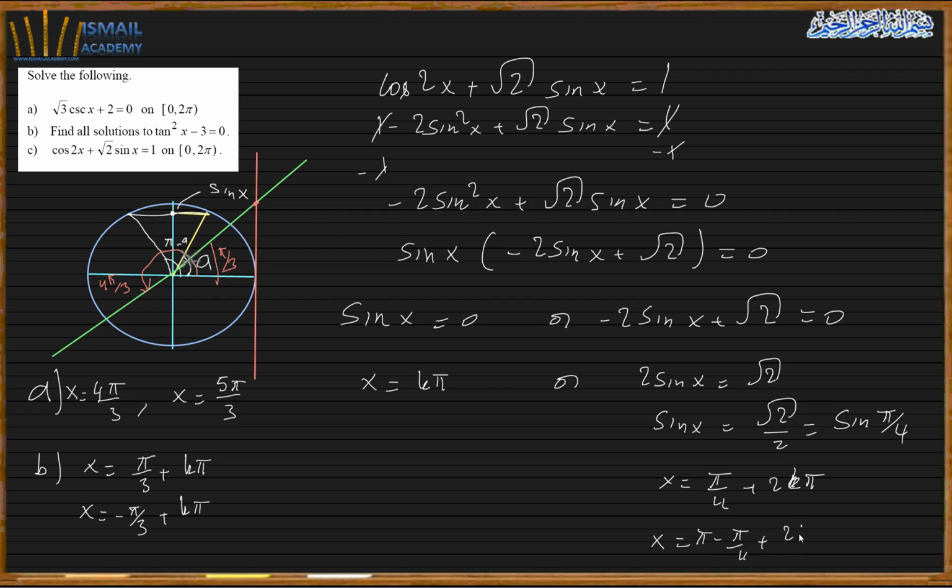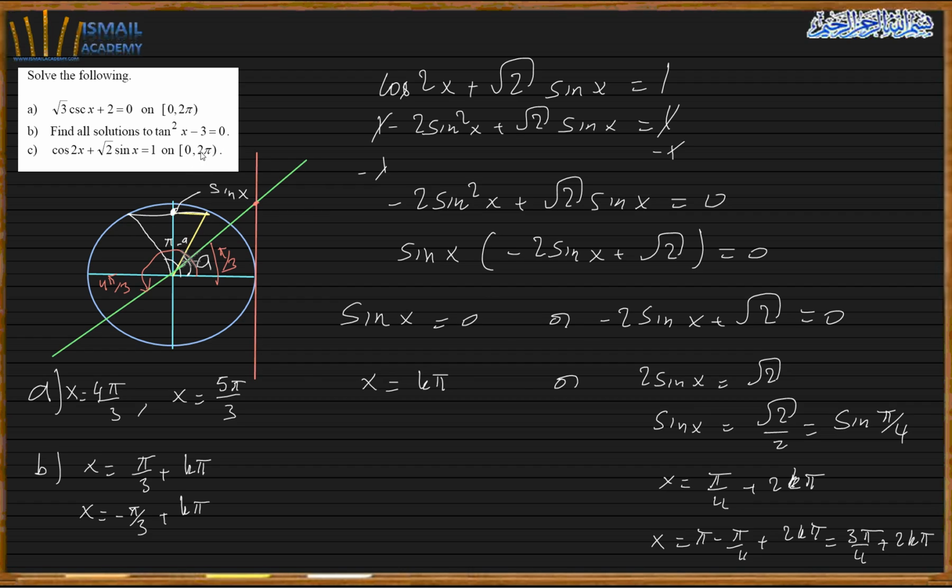Like I said, for sine, either the angle A or pi minus A, they share the same sine. So either pi over 4, which is my A, or pi minus A, which is pi minus pi over 4, they share the same sine. So here it's the same thing as 3 pi over 4 plus 2k pi.